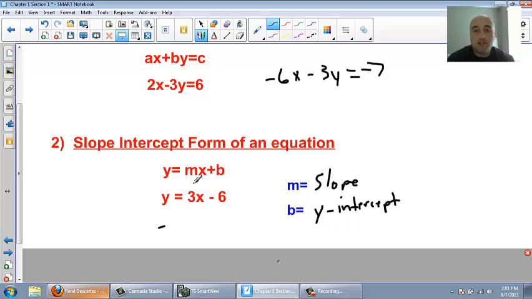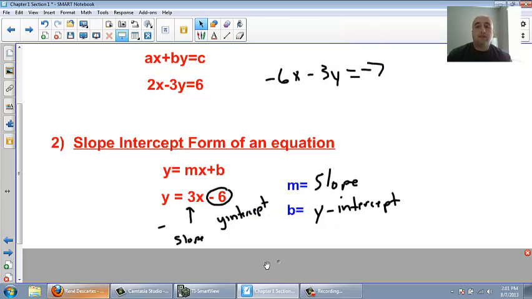So for this equation, 3 is your slope, and -6 is your y-intercept. So this line would have a slope of 3 and a y-intercept of -6, which means that it crosses the y-axis down 6 units.